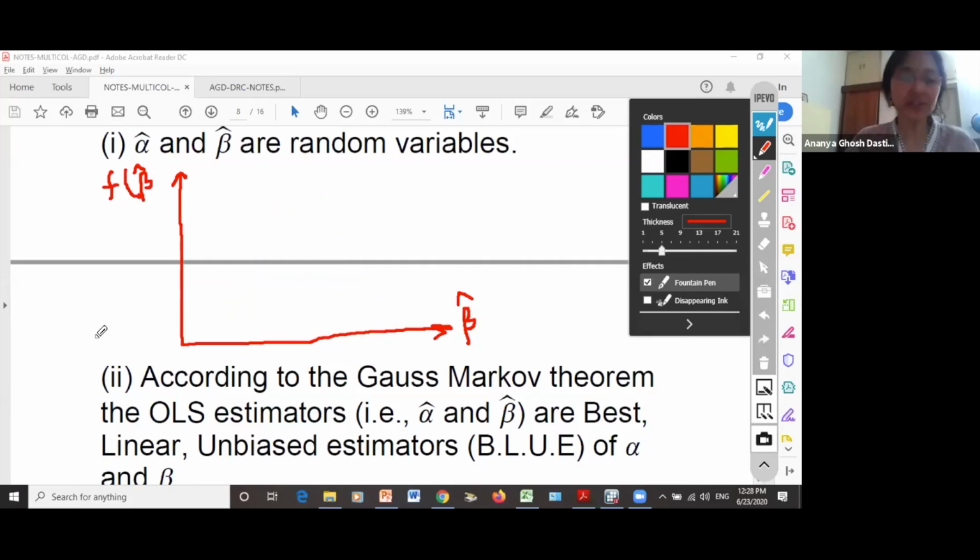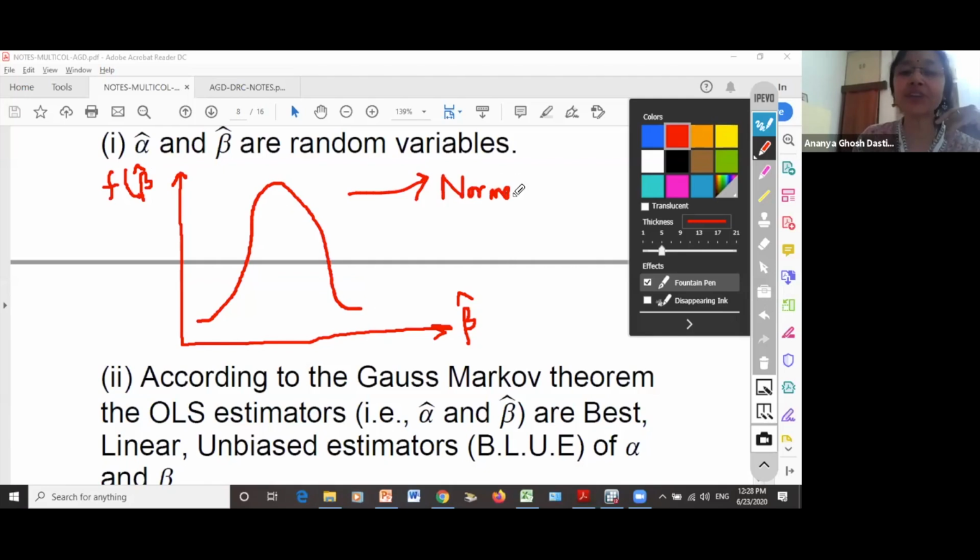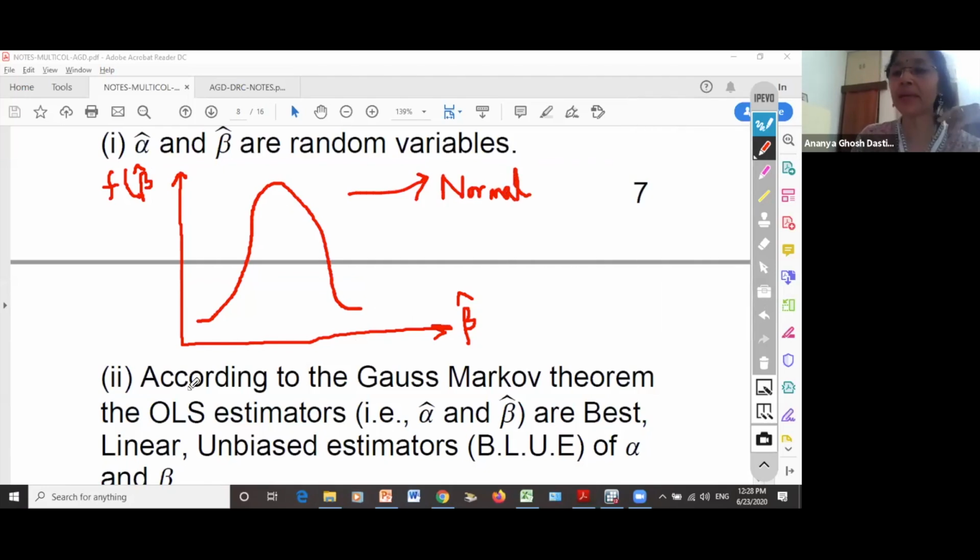Okay, let me try once again. Okay, better. So this is a normal distribution. I'm just sort of freehand drawing it. Now, this is symmetric around the mean. So now the question is, where is the mean of beta hat? That's the first statistical property of your OLS estimators.